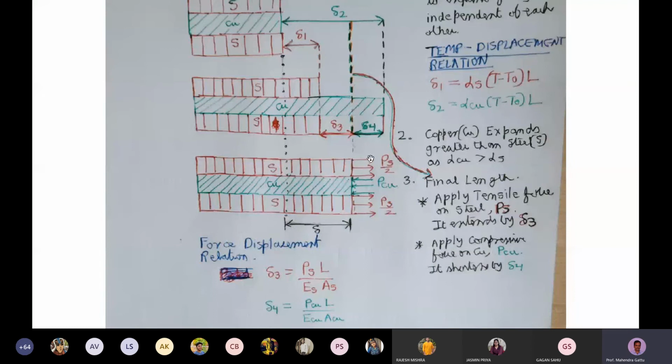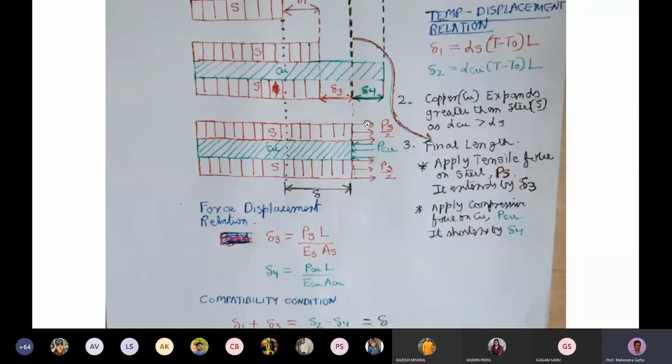Okay, so how is this accomplished? How to accomplish it by force? So we are saying that the steel will be subjected to this tensile internal force PS by 2, and this copper will be subjected to this compressive force PCU. Okay, so the total tensile force will be balanced by the total compressive force. So PS value will be equal to PCU. So we can calculate the relation between delta 3 and the tensile force by the force displacement relation. So delta 3 will be PS L by ES AS.